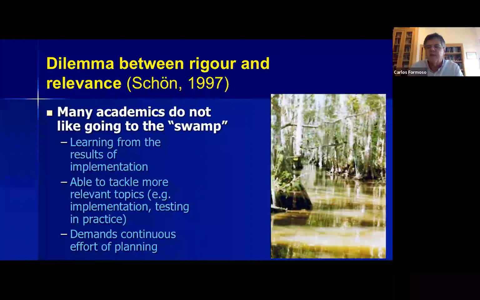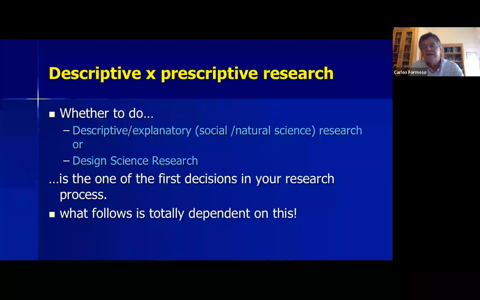So the idea is not to abandon scientific rigor. We need to be rigorous if we want to develop good research, right? But we need to balance rigor and relevance. And I think design science research is very much about that, about finding this balance in the field of engineering or construction management, in which we need to devise solutions. We need to do prescriptive research. And this is a very important decision in a research project, right?